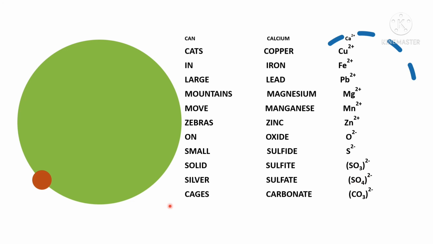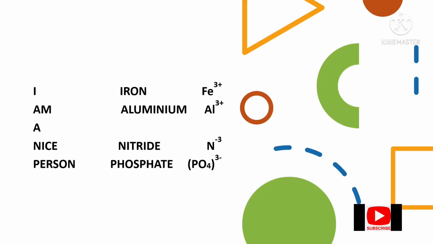The next word is cages. It begins with the letter C, representing the radical carbonate, whose formula is CO3 2 minus. If you learn this and write out, you will be familiar with the elements and radicals with valency 2 or valency 3. The sentence is I am a nice person, where I stands for the element iron, whose symbol is Fe3 plus.